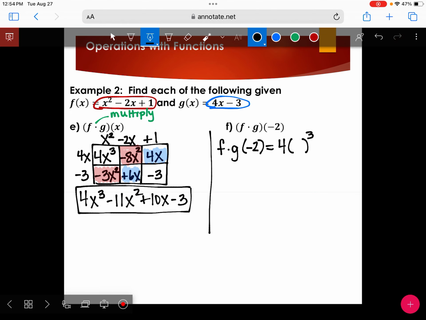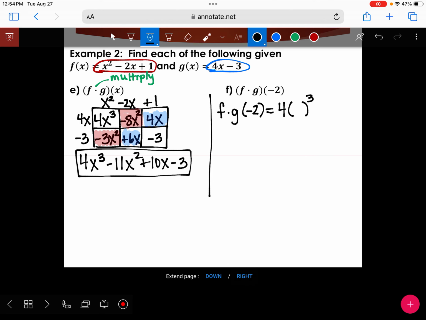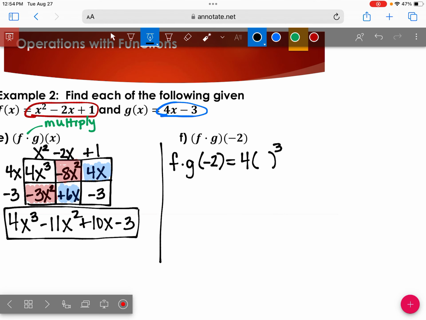I'm just going to write it out. Hold on, I need some more space to the right. There we go. And then it's minus 11x squared plus 10x minus 3. And we're going to put our negative 2 in right there. So go ahead, use your calculator and type that in and see what you get.